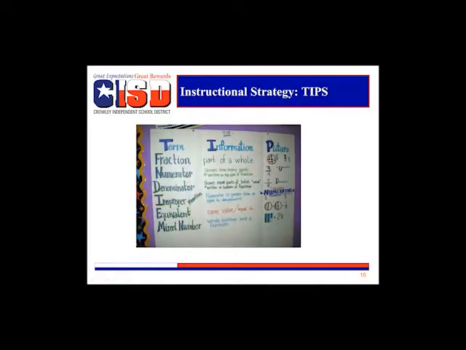Based on the fact that it takes the average student 6 times to learn a new word, teachers can create a chart with 3 columns: term, information, and picture to help students learn new words. This is better than just a vocab chart because there's a 35% increase in retention of words if there is a picture. Again, this can be an evolving chart that's stuck on the wall and acts as a reference for students as you move through content.